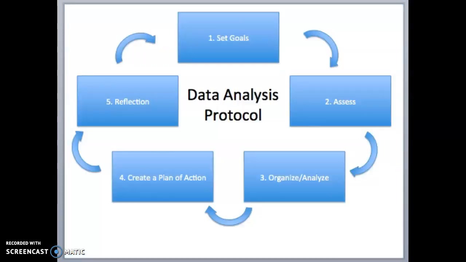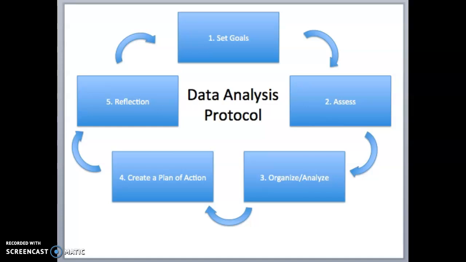So this is a little graphic that teachers and staff may use when going through the data analysis protocol. So I have set up a couple steps that aligned with some of the things that we have learned through this course. And the first one starts with setting goals. So looking at the mission and vision of the school and setting a goal that aligns with the overall goal of the school and the mission and the vision of the school.